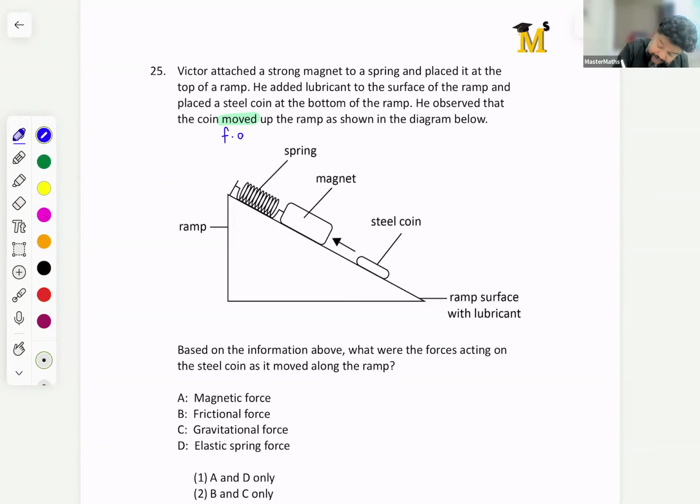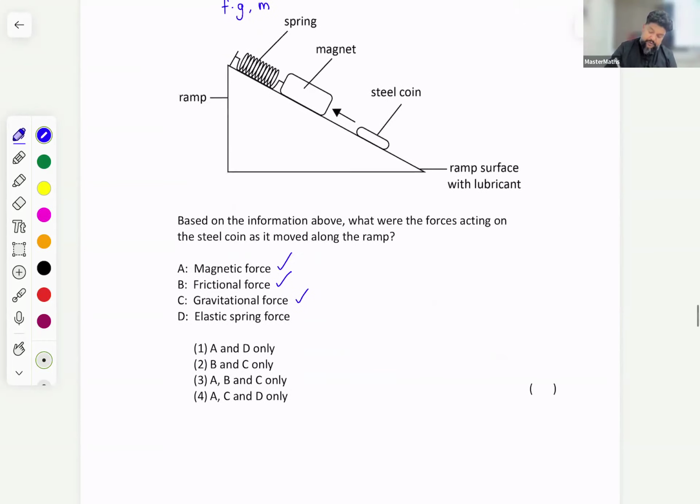Why did the coin move? Sure, but if I put a ramp and lubricant, will the coin move? No. Why did the coin move up? It's attracted to the magnet. So was magnetic force acting on the coin? Was the spring ever touching the coin? Never. Is there elastic spring force? No. So the forces are magnetic force, frictional force and gravitational force. Based on this, it is option number 3.